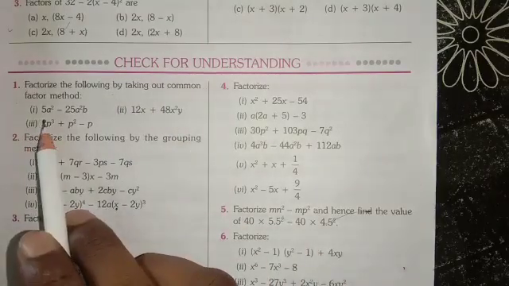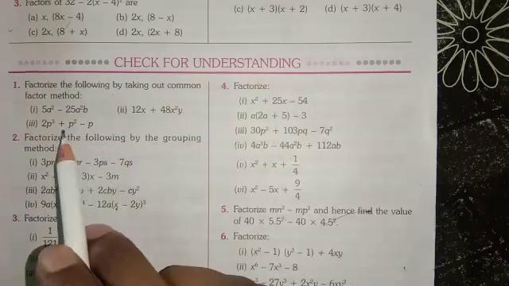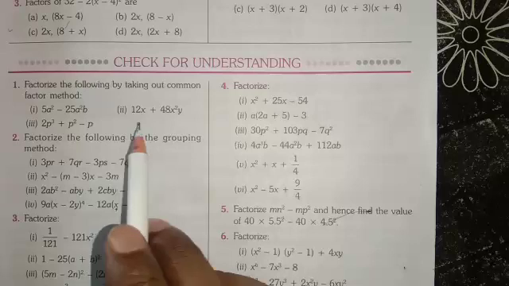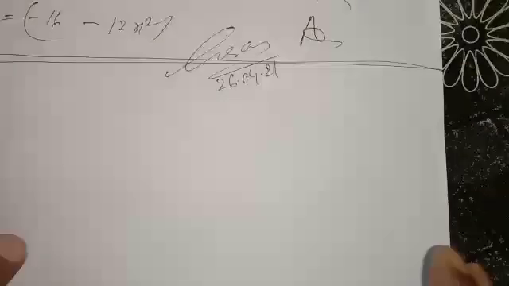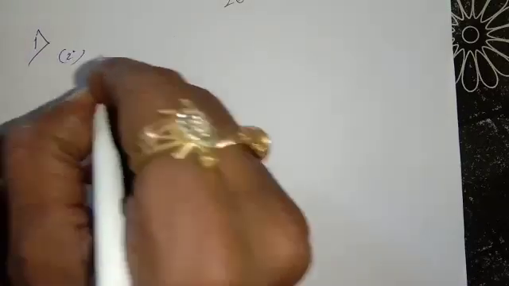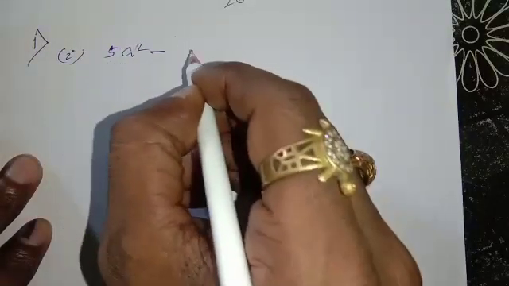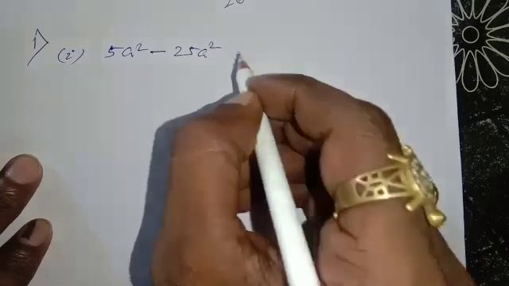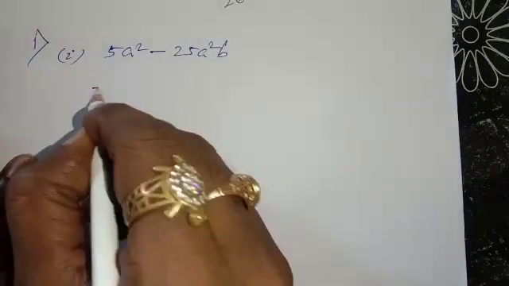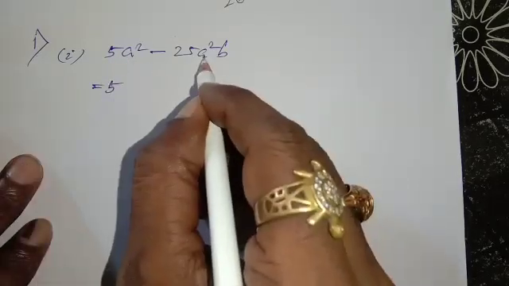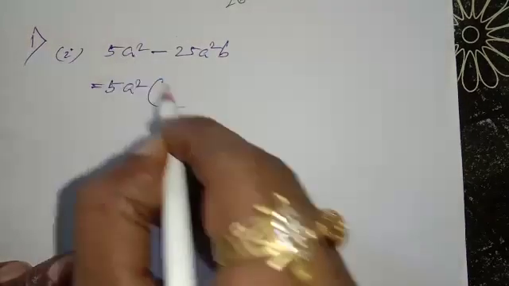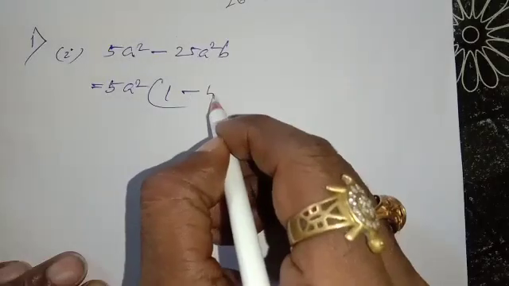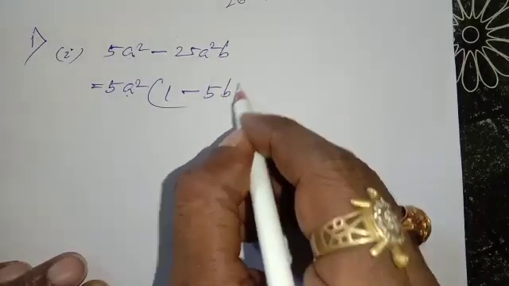Question number 1, first part, given 5a square minus 25a square b. There are 3 questions, just to see how much you can take common, solving one by one. From here it is clear that 5 you can take common, and a square you can take common. 5a square taken common. After taking common 5a square, what is left here? Only 1 is left, minus 5, because 5 into 5 is 25, means 5a square taken common, b left: 1 minus 5b. This is the answer.